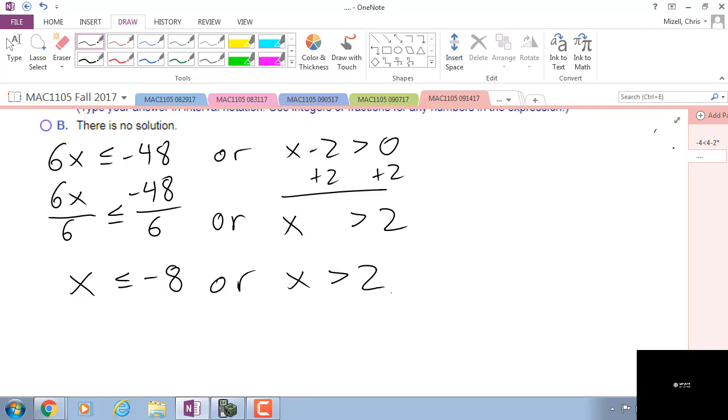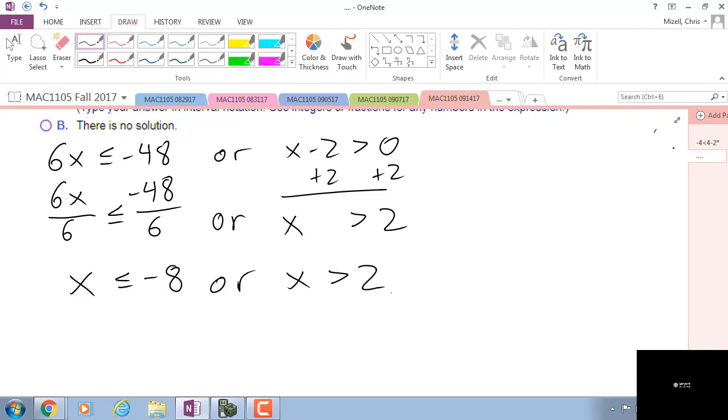Something that on the one hand is at or to the left of negative 8 on the number line, and also it happens to be to the right of 2. Can't be in both those places. So there's really no number that satisfies both of these, but there are a lot of numbers that satisfy either one or the other.